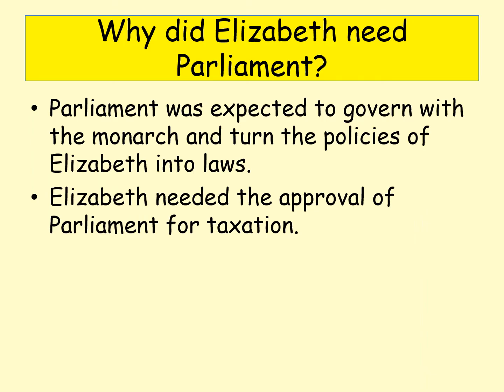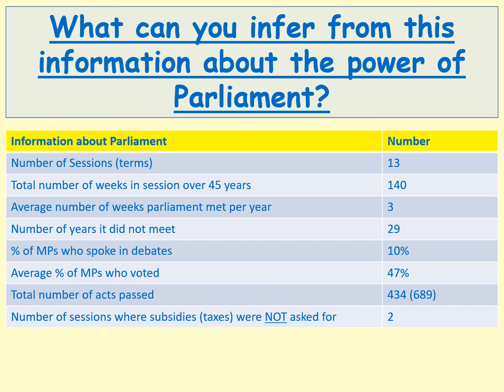So Elizabeth needed Parliament because it became expected that Parliament would have a say, and that really for Elizabeth's laws to be accepted in the country, they needed to be approved by Parliament, and she needed the approval of Parliament for taxation as well. So she did need Parliament, and we can see from these stats, and just have a think about what you can infer from this information, that there's 13 sessions during this time.